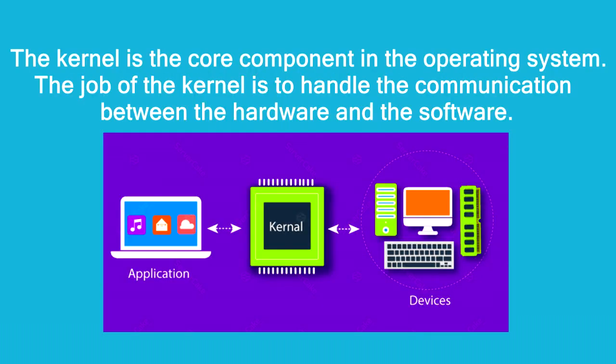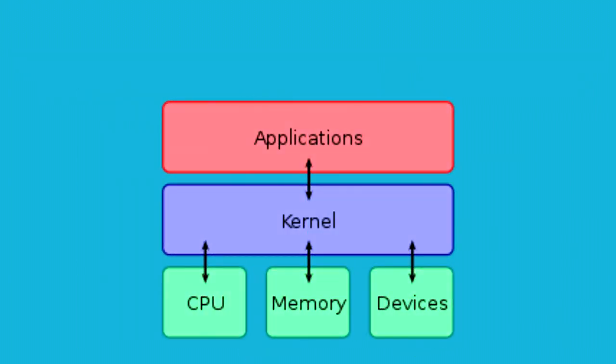You can say the kernel is the core component in the operating system, and the job of the kernel is to handle the communication between the hardware and the software. As you can see in this image below, kernel is acting as an intermediator between the application and devices. Applications are on the top layer, kernel is in the middle layer, and all the other devices are in the bottom layer. When a user runs an application, that application interacts with the kernel, and the kernel interacts with the other devices with respect to the requirements.